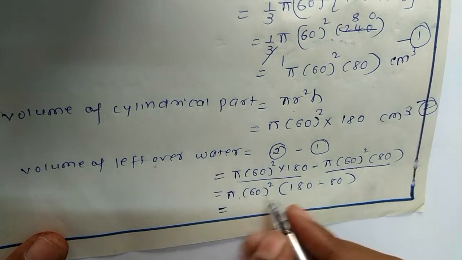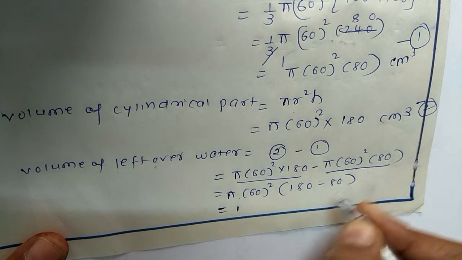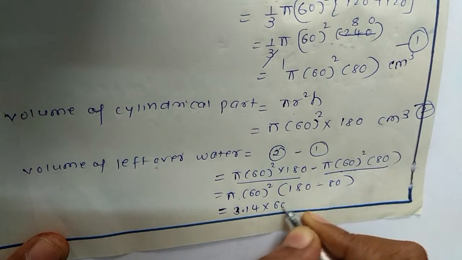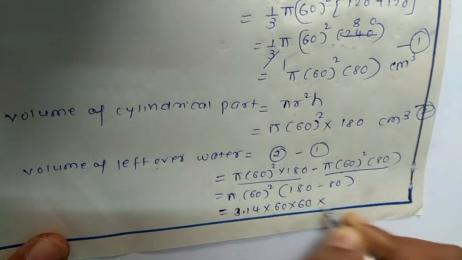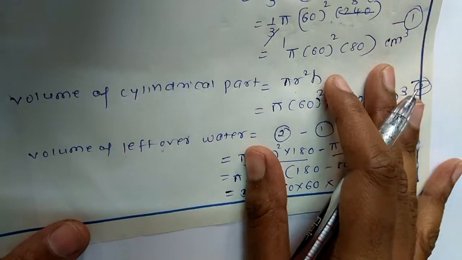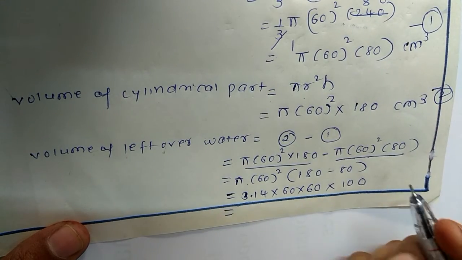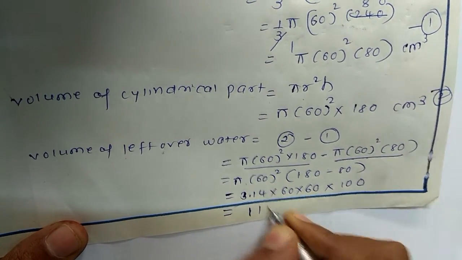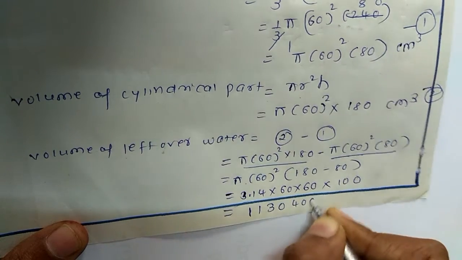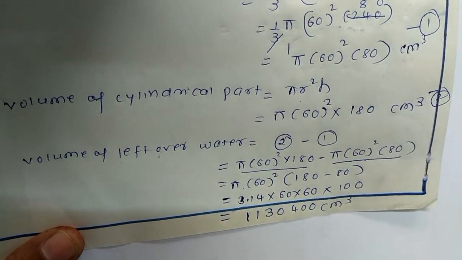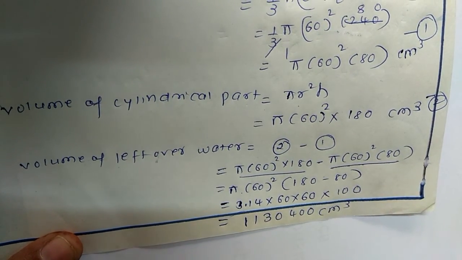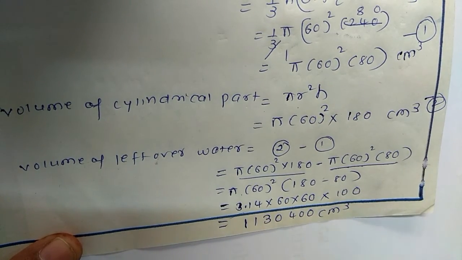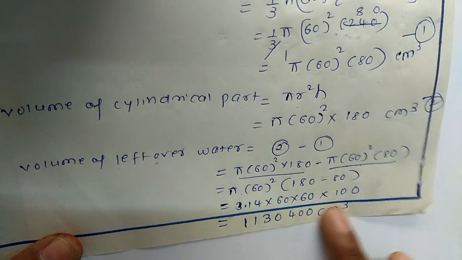So now we can write the pi value because this is our final answer, 3.14 into here 60 into 60, and this is 100. So finally if you find out this, you will get the leftover volume as 1130400 cm cube. If you want to convert this into meter cube, you can convert, but it is not mentioned in the question, so you can keep the volume in centimeter because all the measurements are given in centimeter. So this is the final volume.